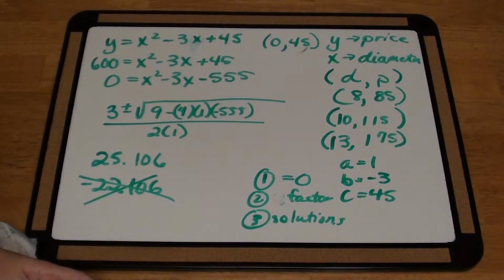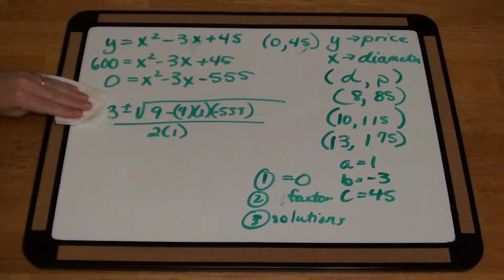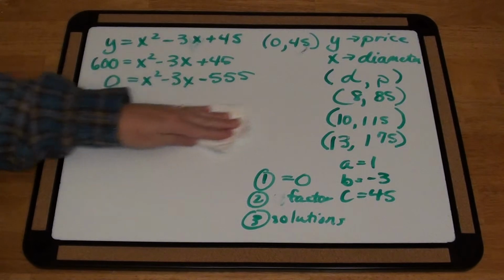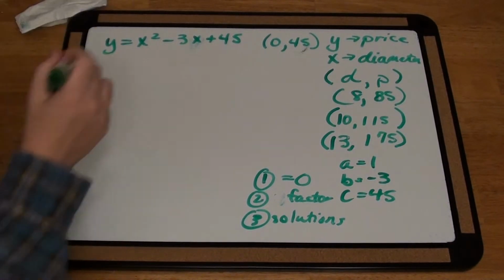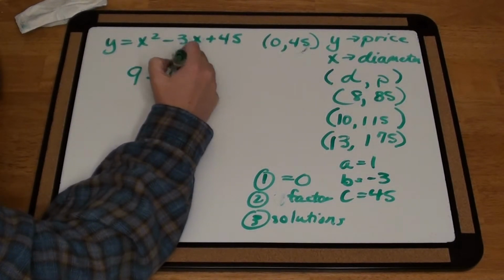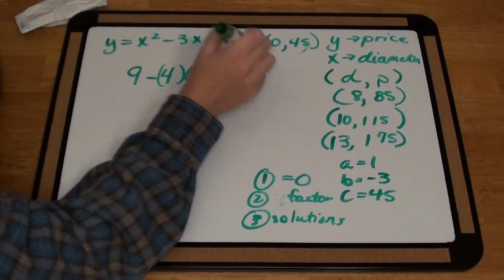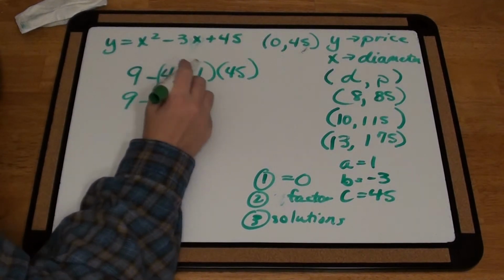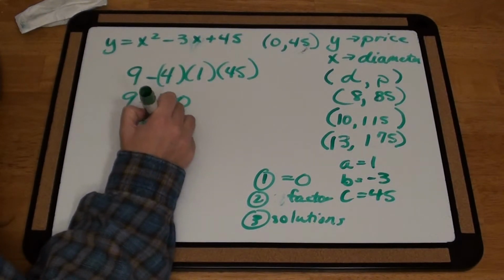So D, we've already done. E, use the discriminant to show that there are no diameters for which the price is 0. So we're going to use the discriminant here. Let me get rid of all this. So the discriminant, which is b squared, 9, minus 4 times a times c. So I'm going to get 9 minus 180, which is negative 171.